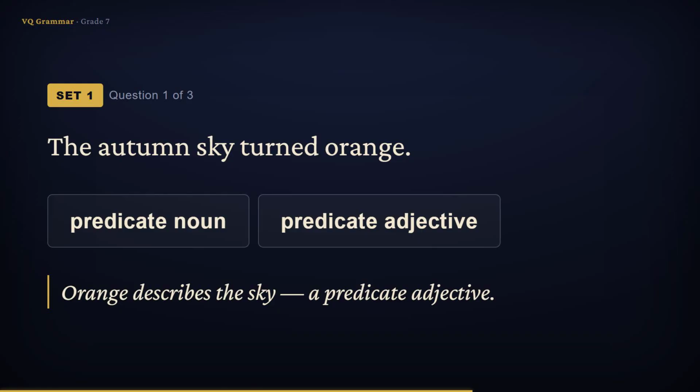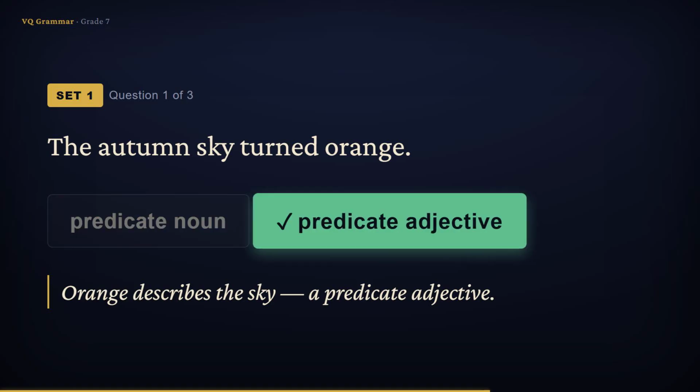The linking verb is turned, and the word after it is orange. Does orange rename the sky or describe it? Orange tells us what the sky looks like, so it describes the sky. That makes it a predicate adjective. So the answer is predicate adjective.